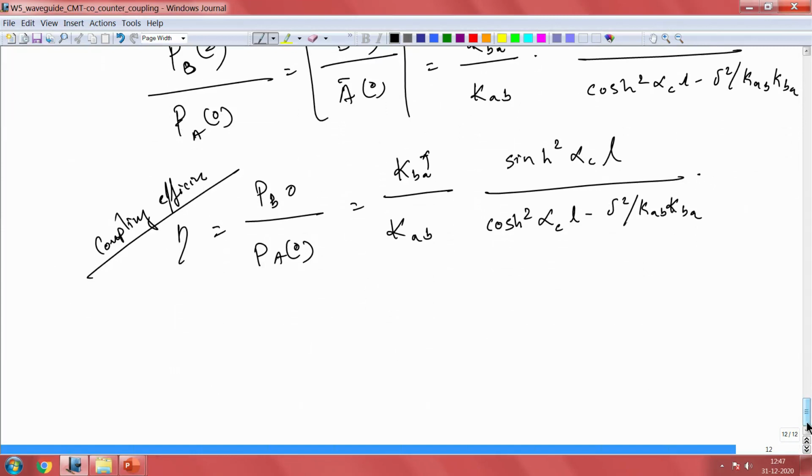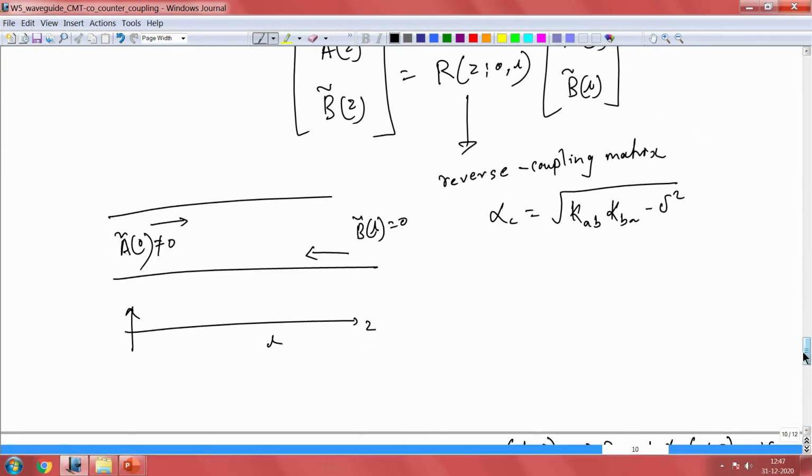So, what is the condition for complete power transfer? That means the power from A is dumped into B. What is that condition? That condition depends on the length, as we saw earlier. One thing that you may also want to notice here is the power coupling itself, the efficiency calculation itself, look at this carefully. So, Pb naught over Pa naught, you are looking at the entry point, where z equals 0.